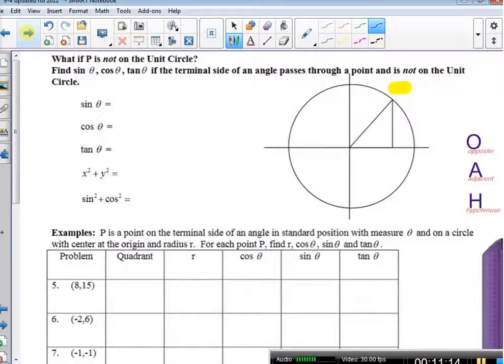All right, next page. What if, however, P is not on the unit circle? Find sine. So now I cannot say that we have 1, 0, 0, 1 anymore. I don't know the length of the radius of this circle, so I'm going to call it R. Okay, so R is radius.